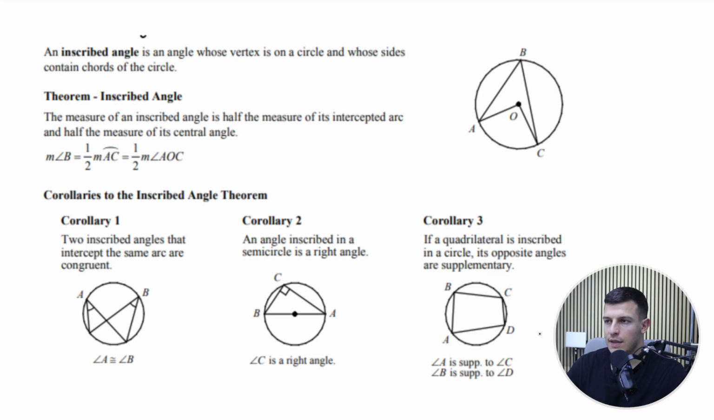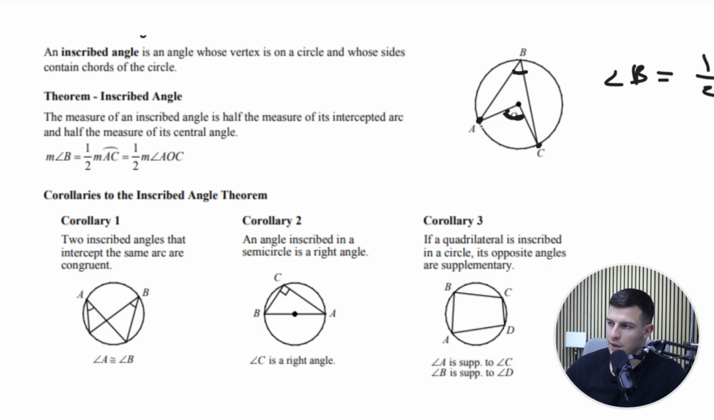An inscribed angle is an angle whose vertex is on a circle and whose sides contain chords of the circle. Now, the main thing we need to remember in this type of question is that this angle here, if they are touching the same point, is 2 times this angle. So angle B is equal to 1/2 of angle O. Okay, that's very, very important.